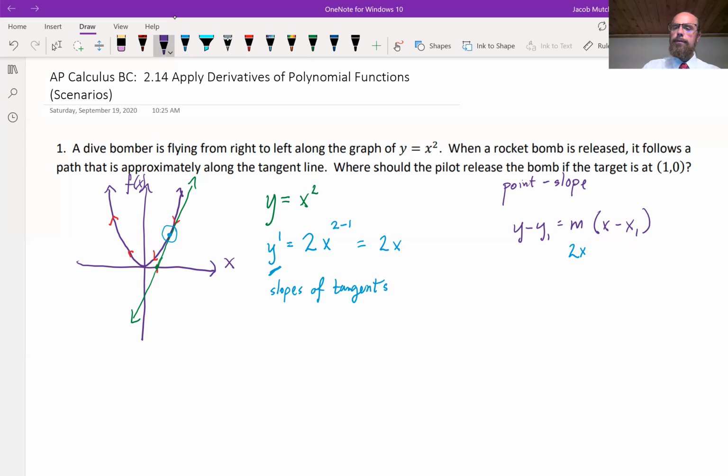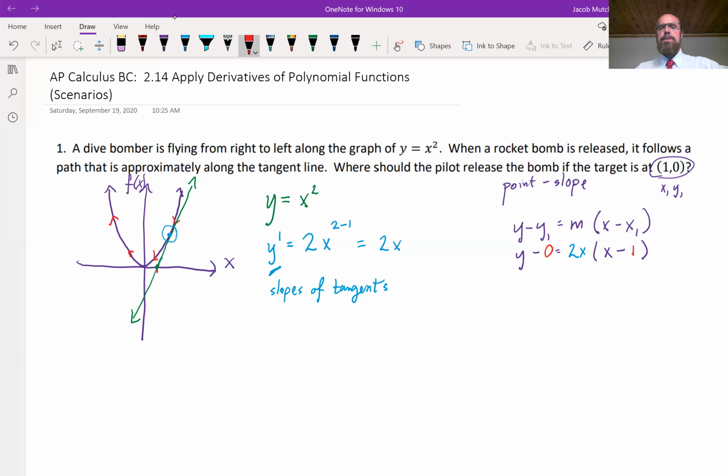Let's fill in what other things we can. I see that over here I've got a point, 1, 0. I could fill that in for x1, y1, because that point needs to be on the tangent line if the rocket bomb is going to hit its target. So x1 is 1, so x minus 1. And I can also plug in the y there, which is 0. So I'll do that on this other side: y minus 0.